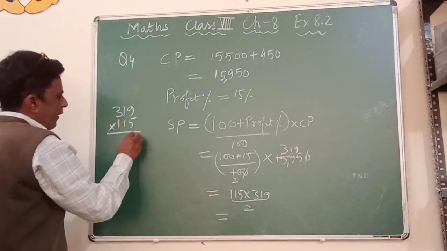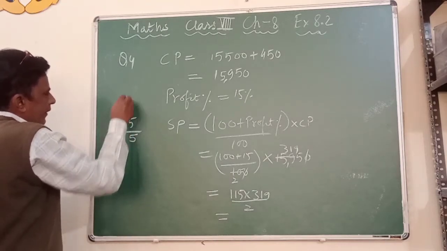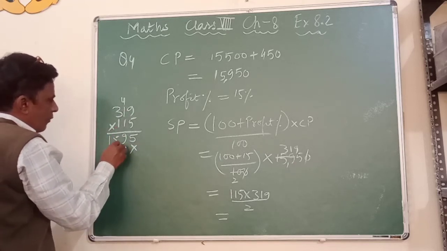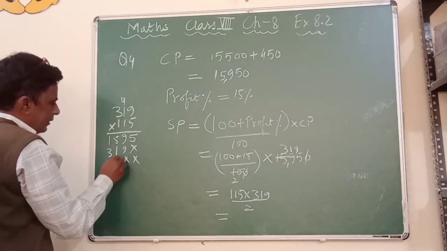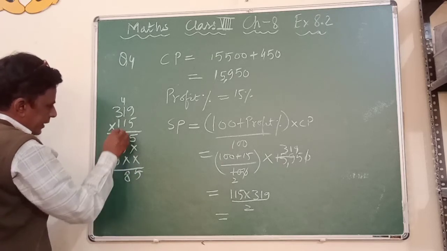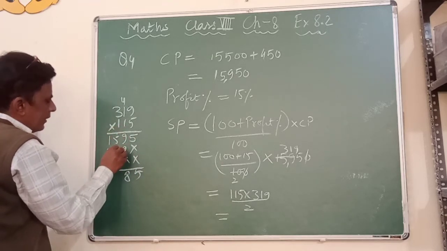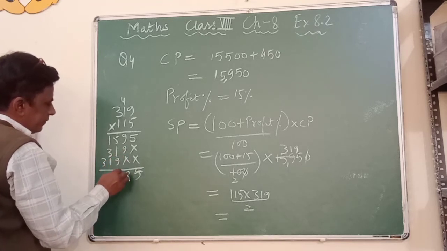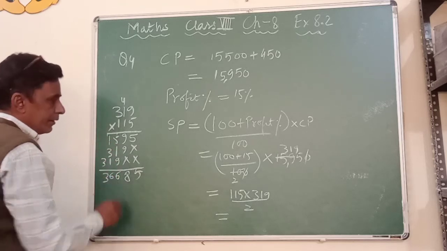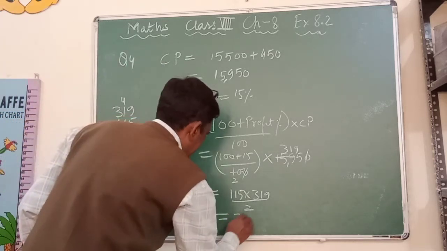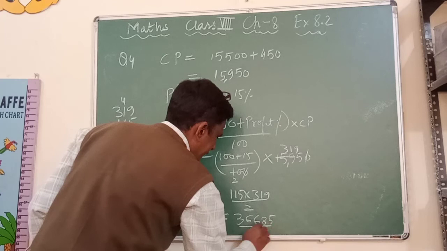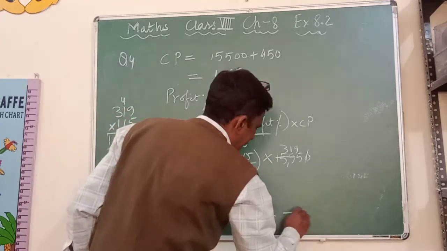5 nines are 45, 4 is carried. 5 and 4 are 9. 5 threes are 15. Put a cross over here. 9 ones are 9, 3. Double cross. 9 ones are 9, 3, 5, 8. 1 is carried. 6, 7. 7 and 9 are 16. 1 is carried. 2, 5, 6, 3. So we have 36685 divided by 2, and we will write the answer over here.